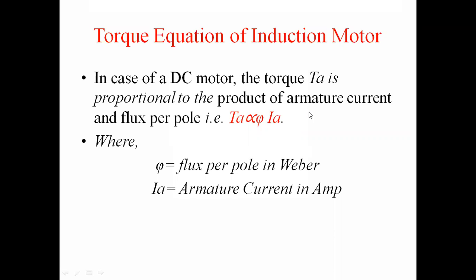Now, this is nothing but the torque equation of induction motors. As I said, in DC motors, the torque is always proportional to φ into Ia, where φ is the flux per pole in Weber, while Ia is the armature current in amperes. Okay, we have already seen this in the DC machine.